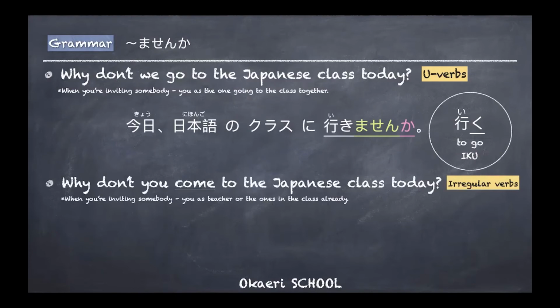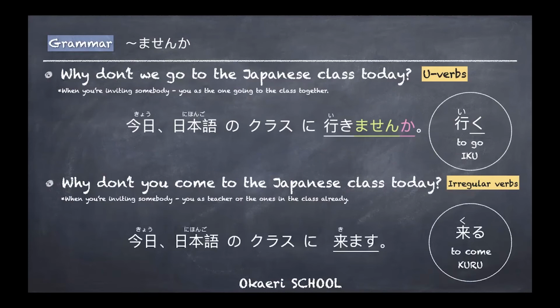And to come, which is an irregular verb, how would this sentence be? Why don't you come to the Japanese class today? So this is again an invitation, when you're inviting somebody, you as a teacher or one in the class already. Come, 来る as a dictionary form, but in masu form or present tense, 来ます. That's very irregular. How do we change this into negative plus か to invite people? 来ます、来ません. 今日日本語のクラスに来ませんか?